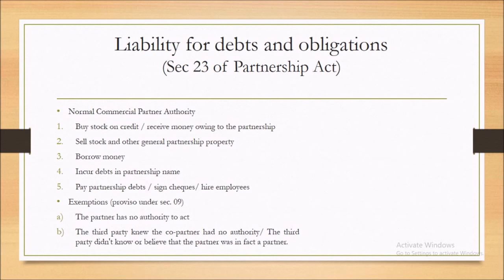Then the third party can take legal action against the other partner who has misperformed, right? And the third party knew the co-partner had no authority, right? The third party didn't know or believe that the partner was in fact a partner, right? So these two conditions make the misperformed partner become liable.